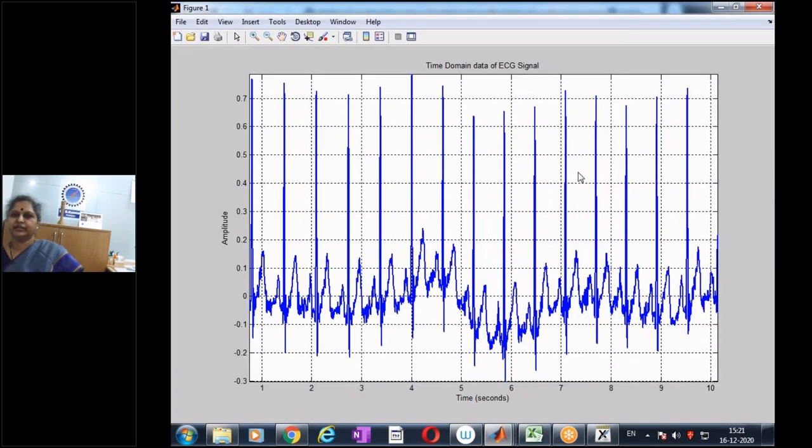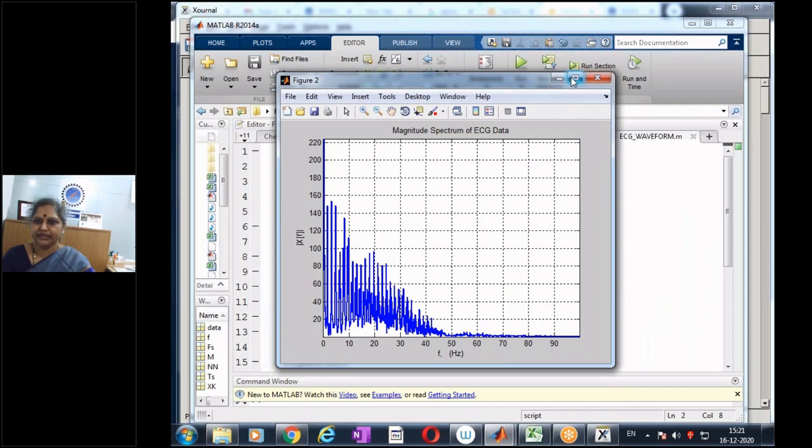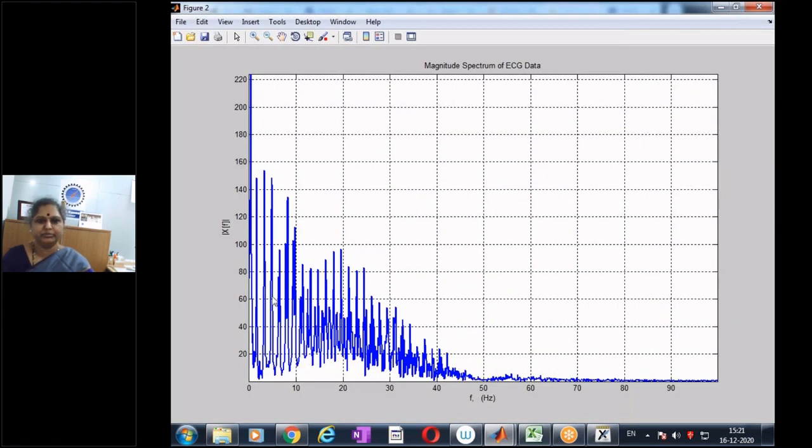So this is our time domain capture. We see some recurring pattern. However, we cannot tell what frequencies are actually present in the signal by looking at the ECG waveform. And now looking at the spectrum, after taking the FFT, we have just done a mapping to the frequency, and we find that we have frequencies present up to around 50 hertz.